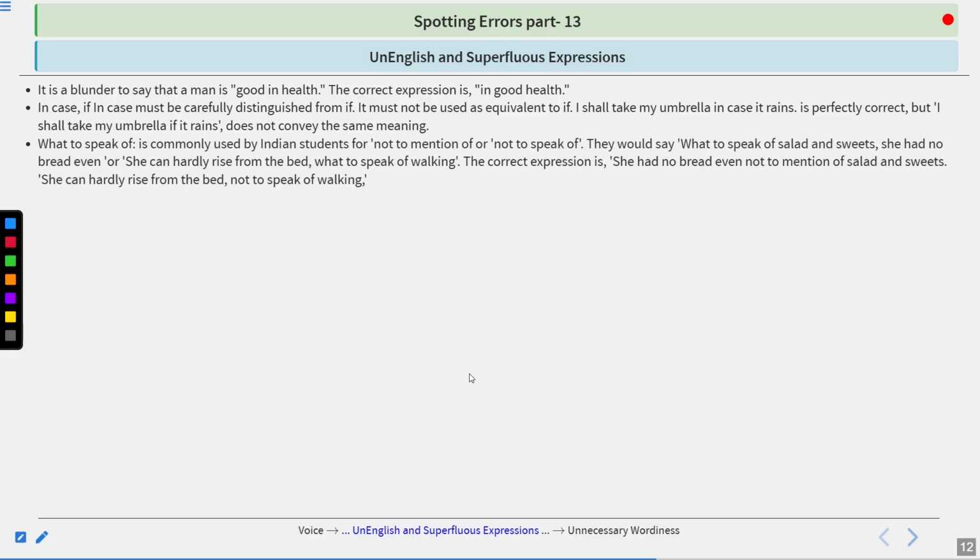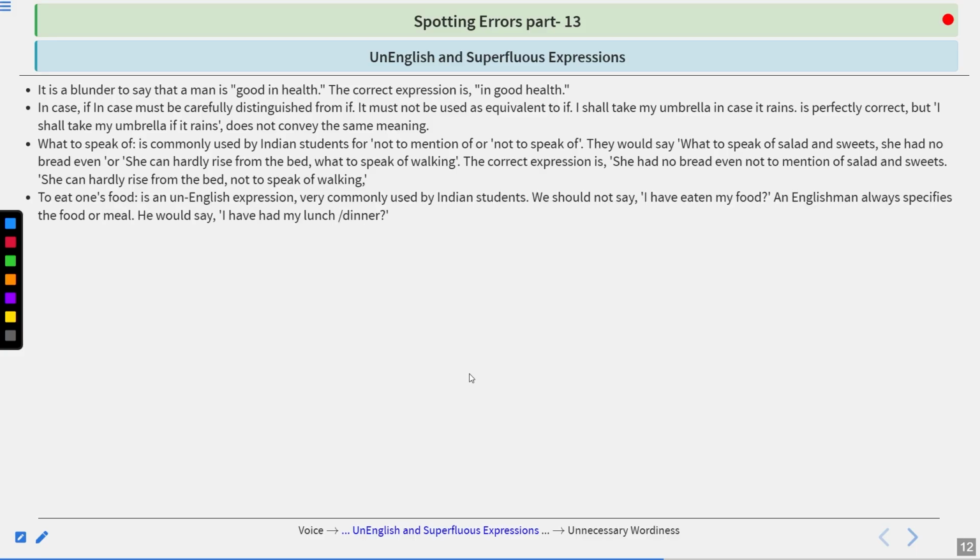"What to speak of" is commonly used by Indian students for "not to mention" or "not to speak of." They would say, what to speak of salad and sweets, she had no bread even, or she can hardly rise from the bed, what to speak of walking. The correct expression is: she had no bread even, not to mention salad and sweets. She can hardly rise from bed, not to speak of walking.